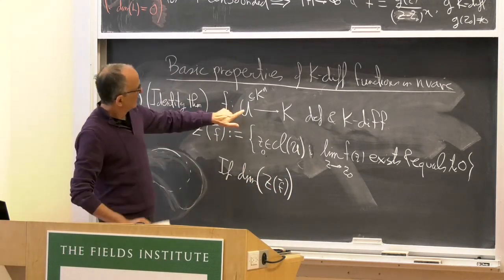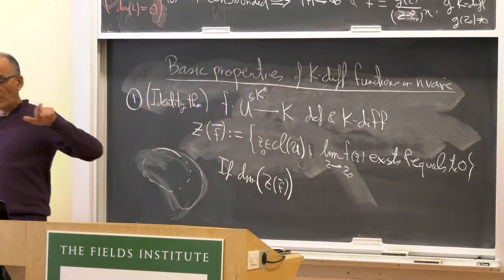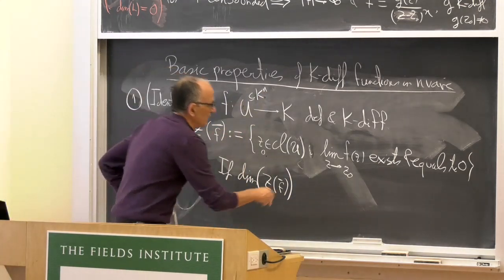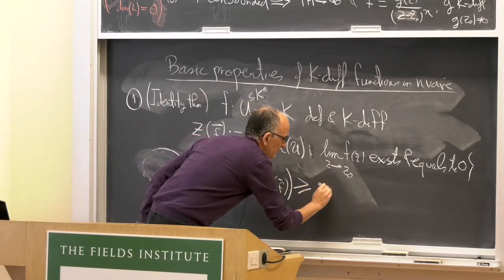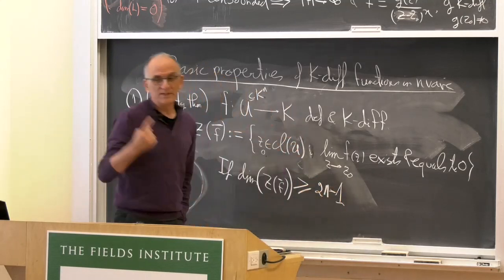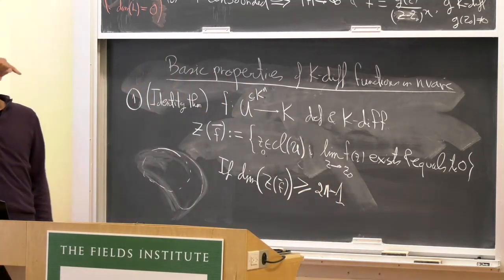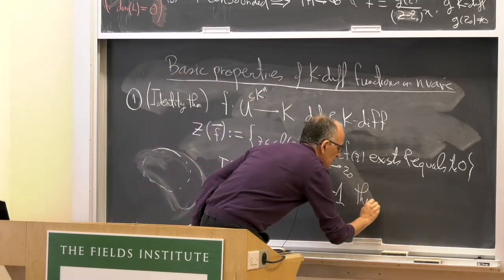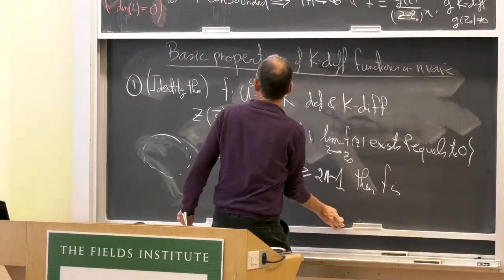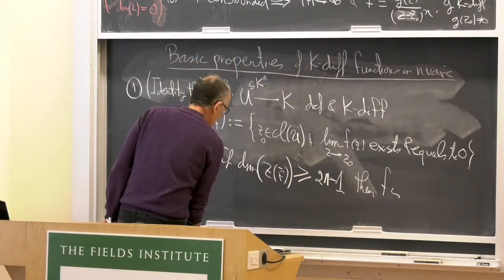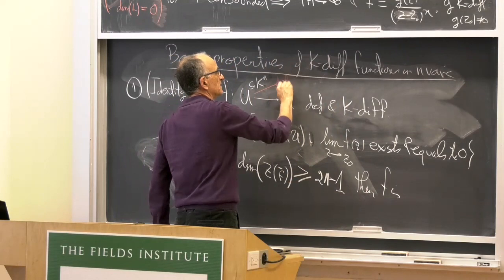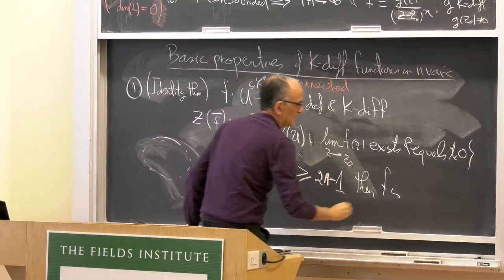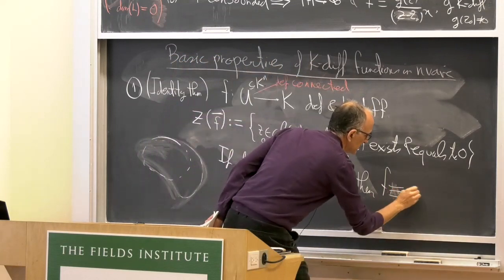So U lives in K^n. So K^n is R^2n. The dimension of U is 2n. So if this is less or equal than 2n minus 1, which means in dimension, if we work in C, it just means that the dimension is at least 1, then f is constantly 0. Well, let's say that U is definably connected. Otherwise, we just have to... then f is constantly 0.